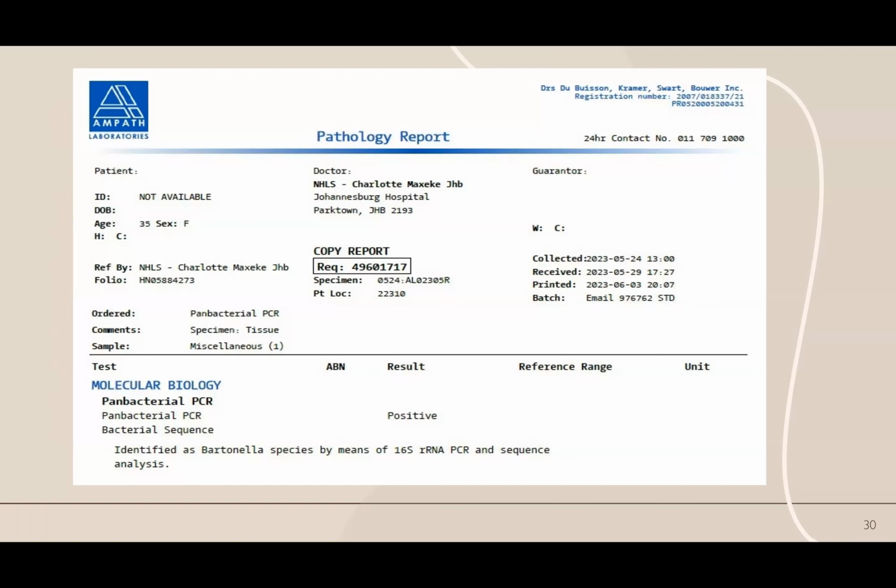So this was the pan-bacterial PCR. You can see the turnaround time as well, which I wanted to point out: the specimen was received on the 29th, and by the 3rd, we had a result, and Bartonella species was identified in this patient. So her empiric therapy was subsequently switched to doxycycline and gentamicin, and she's doing quite well, still in the ward currently.